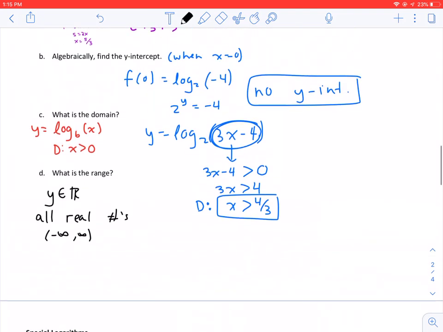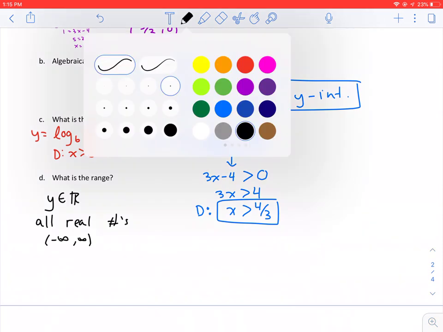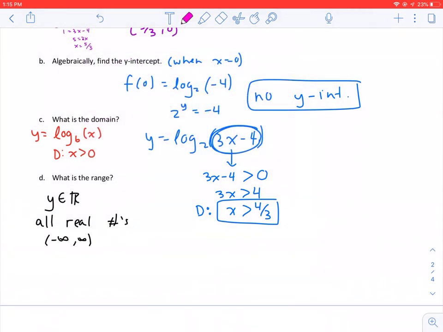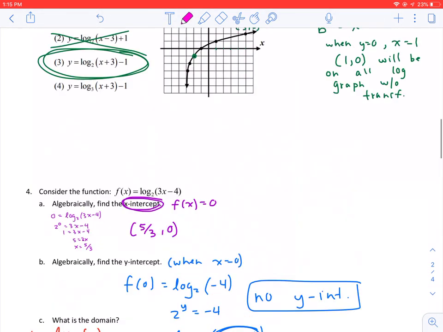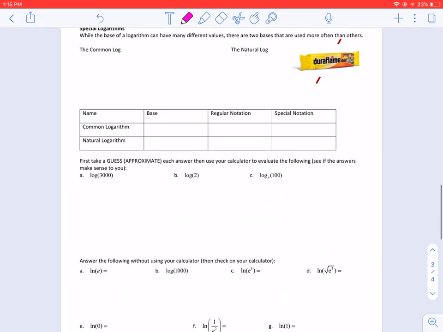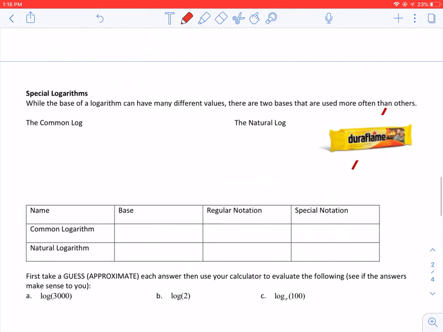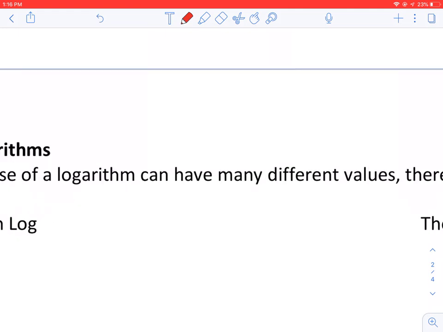All right, so that's going to be it for log graphs. There's not too much graphing of logs, but I do want you to understand them still and see that the transformations still apply. So there are two special logarithms. This is going to be a quick section, I think. While the base of a logarithm can have many different values, there are two bases that are used more often than others. When I talk about the base, I'm talking about this guy over here.